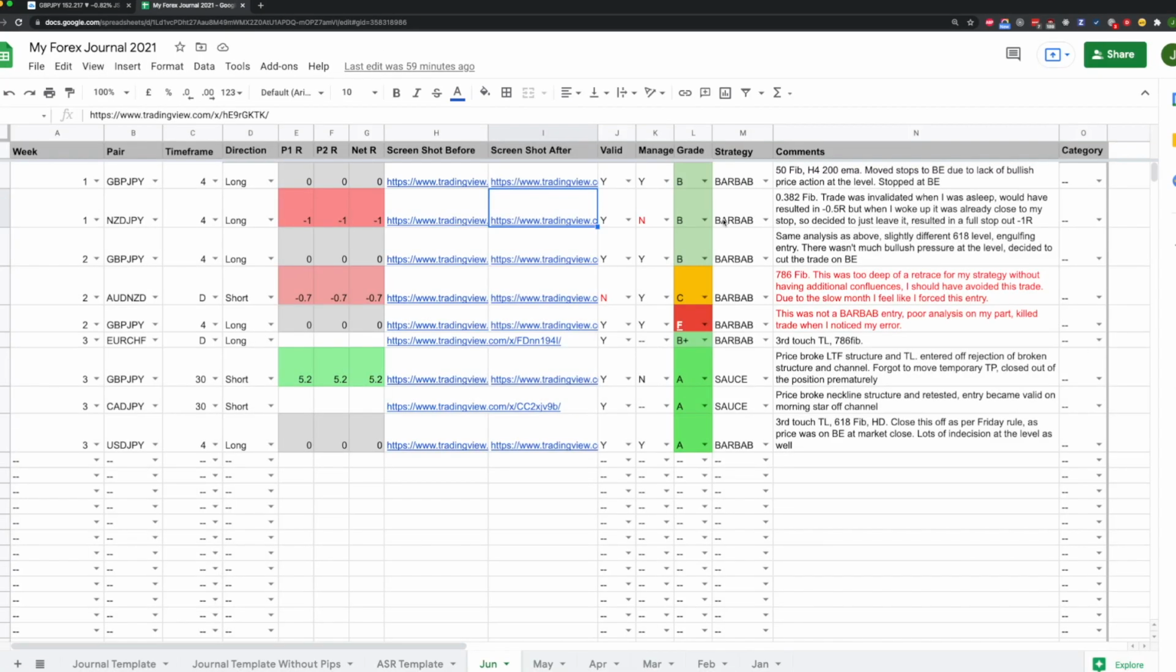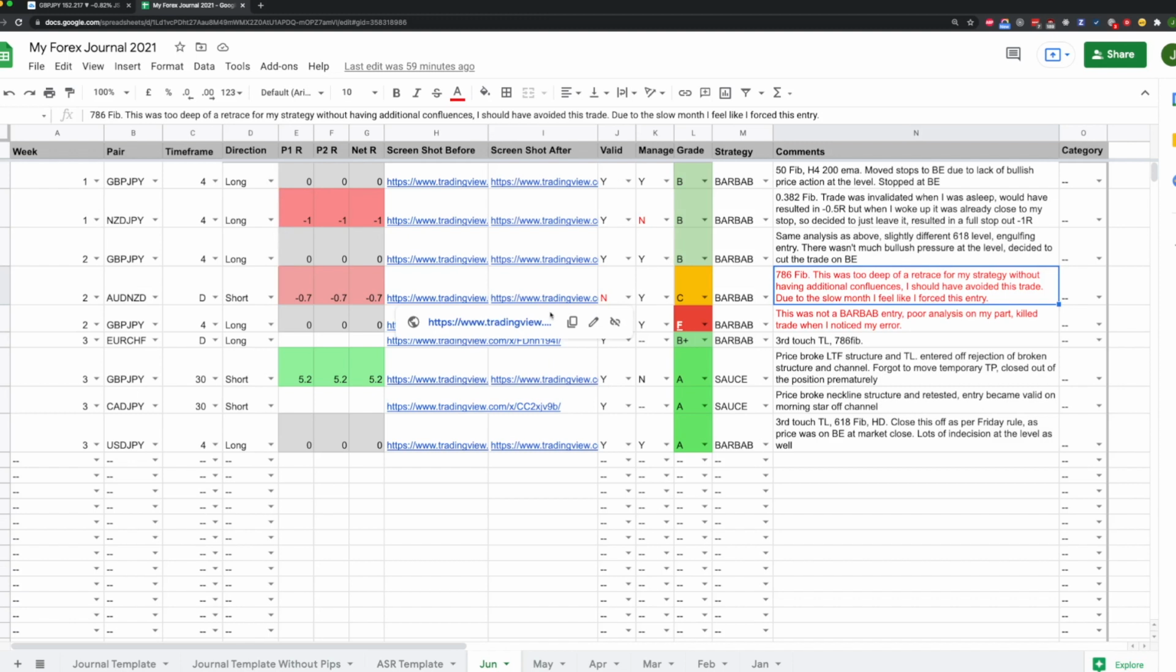And then the other loss that I took was on AUDNZD. This wasn't a good trade for me. I took it on the daily time frame, but I think I forced the trade. I made a note of it, but I just think that my psychology was kind of playing up with me a little bit, because the month was pretty slow and I took that loss, and the market was really dry. So I think I forced that entry just a little bit.